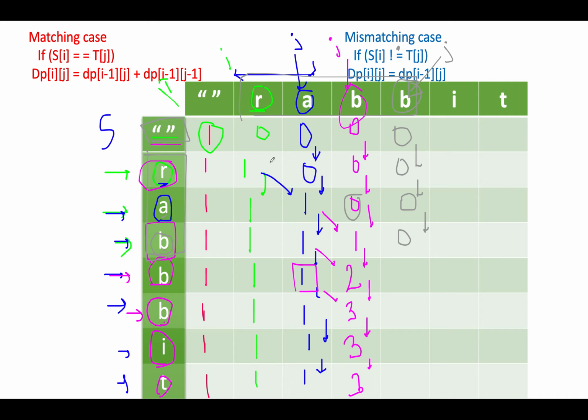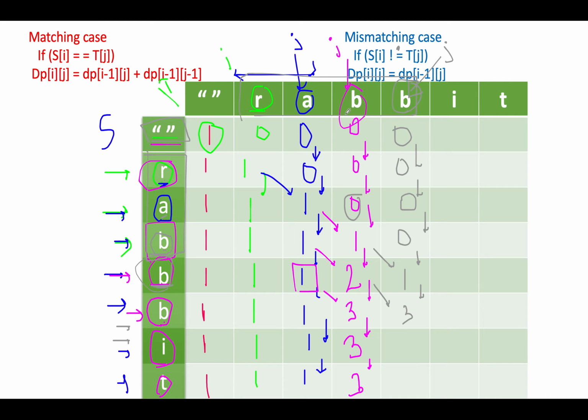Let's progress ahead. We have RABB in this particular case, and whatever value is held at the diagonally up index plus 1 from the previous row gets copied down, because it's a matching case. B matches with B, and the value gets updated to 1 plus 0 is 1. Let's progress ahead. Next we have B, and B matches with B again. So whatever value is held at the diagonally up value plus 1 from the previous row, addition of these two, we update with that answer. 1 plus 2 is 3, 3 gets updated.